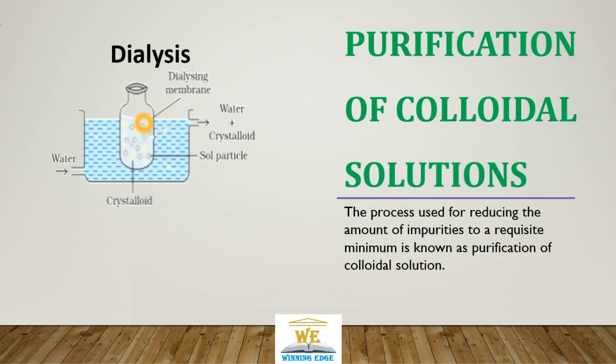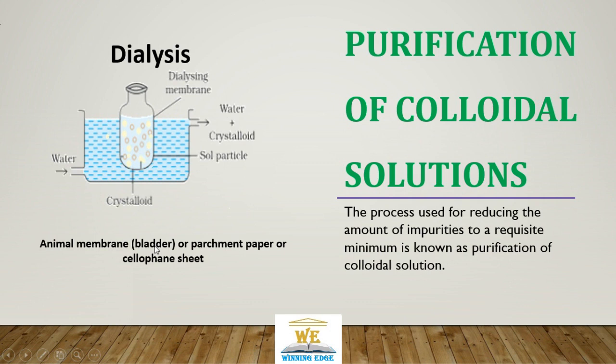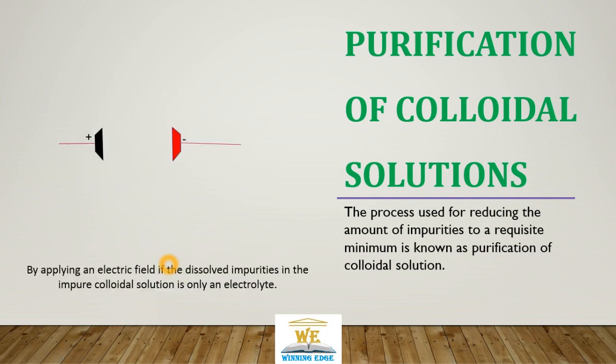This is the dialysis process, and the membranes used may be of animal origin like pig bladder, or parchment paper or cellophane sheet. These are certain examples of dialysis membrane. But whatever dialysis we do, it's a very slow process.